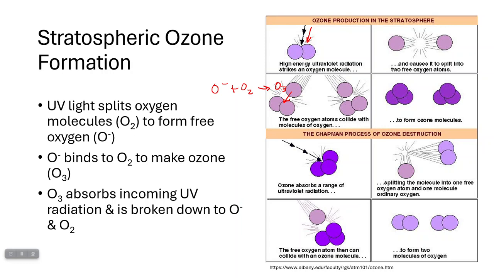Then that oxygen can go on to be hit by other UV rays, and this process can just happen over and over again, recycling the same few atoms of oxygen. So, this is why ozone is renewable.